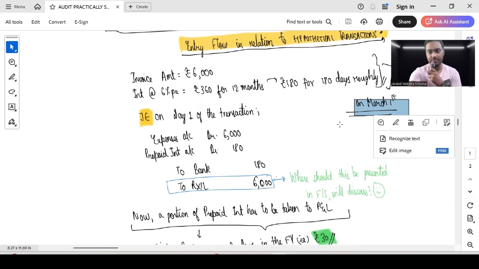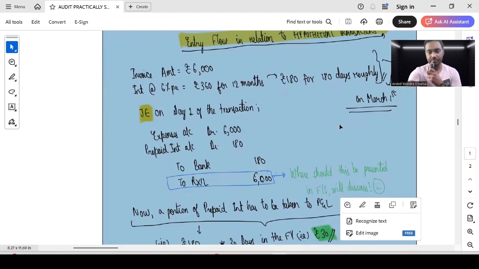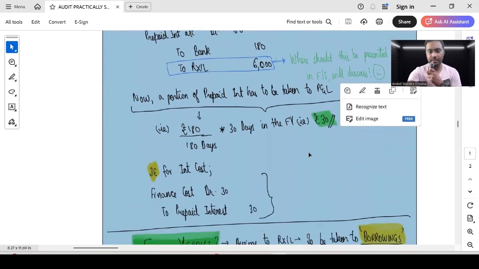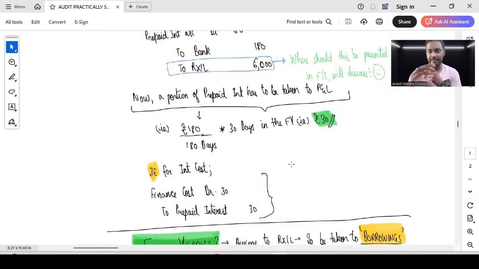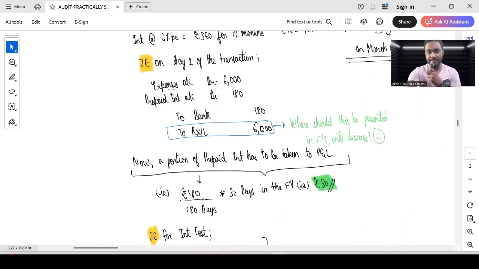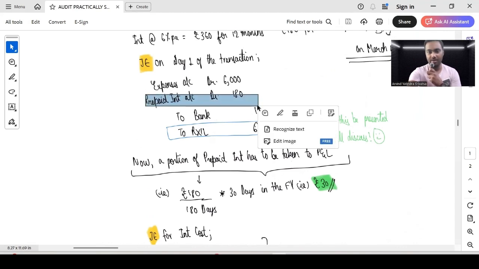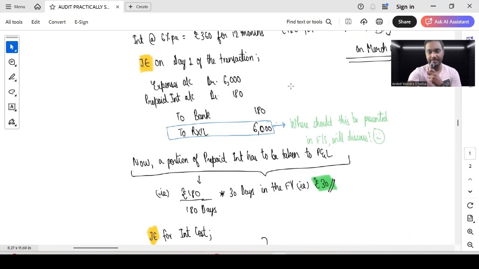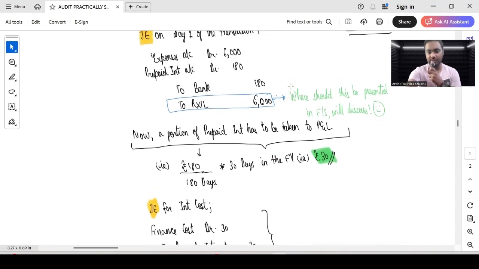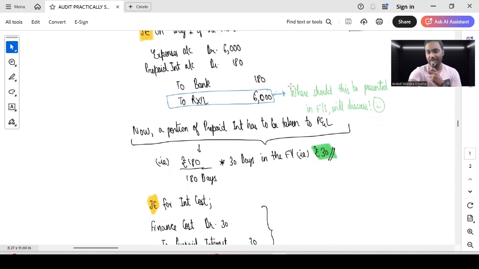That's very clear, I hope. So the journal entry for the interest cost would be finance cost debit 30 to prepaid interest 30. Ultimately, your prepaid interest in your financial statements would now be at 150, and your expenses would be 6,000 plus your finance cost of 30. 6,030 would be going to your P&L. Your prepaid interest would be standing at 150, and your RXIL would have a credit of 6,000.